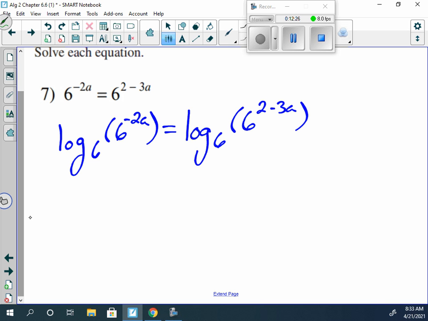Now, before we start simplifying, our logarithmic property of power states if I have something inside the logarithm to an exponent, we can take that exponent and move it out front. Yes? So that means I can move this negative 2a and this whole 2 minus 3a, I can move both of them to the front of the logarithm.